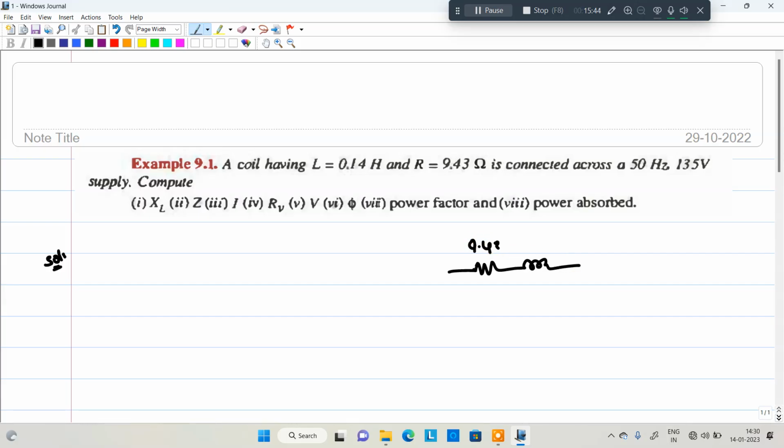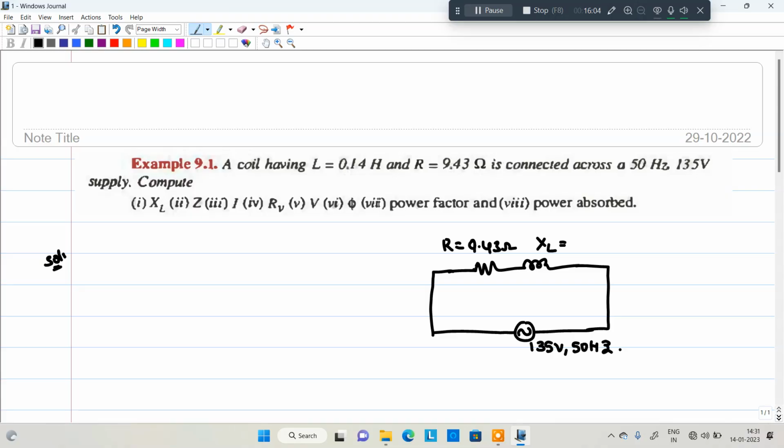Resistor is 9.43 ohms, that is R. Inductor XL you need to find out, they provided L only. Those are connected with an AC source of 135 volts, 50 hertz is the frequency. Clear?